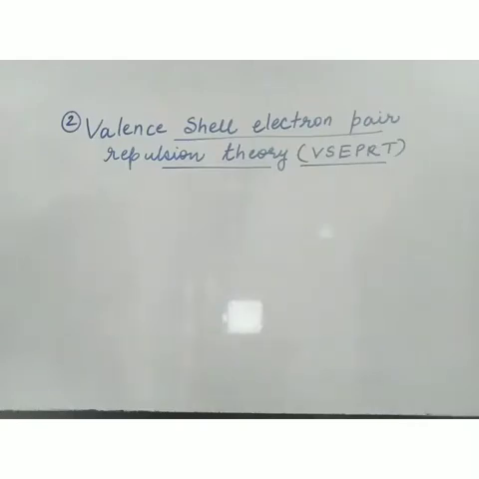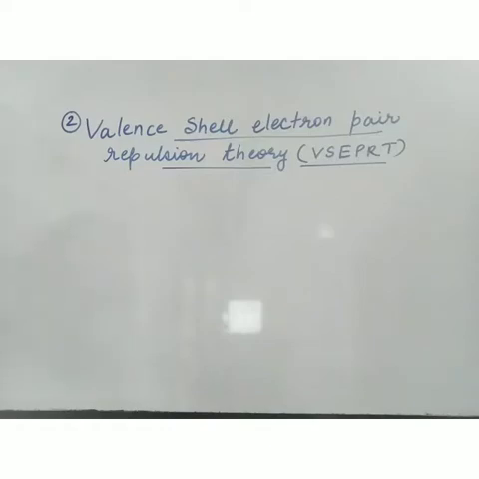Hello students, in the previous video we discussed the Lewis concept. We discussed how to make ionic compounds and covalent compounds on the basis of Lewis theory. Lewis theory is also known as the octet rule. According to that concept, every element tries to complete its octet, which it can do either by transfer of electrons or by sharing of electrons.